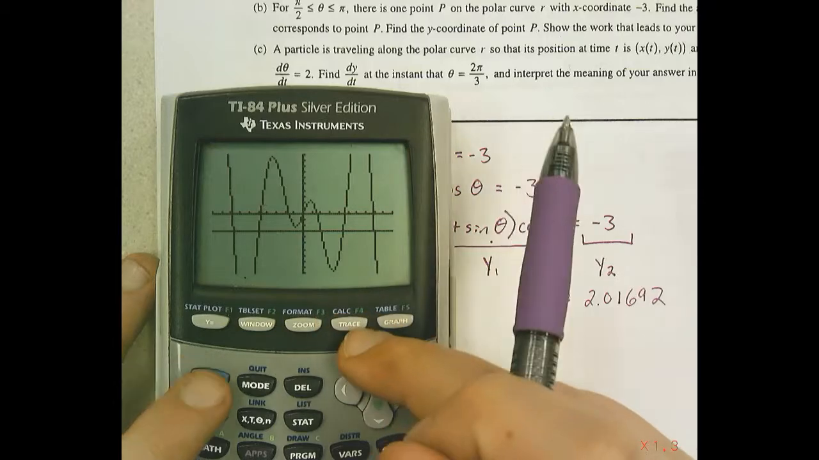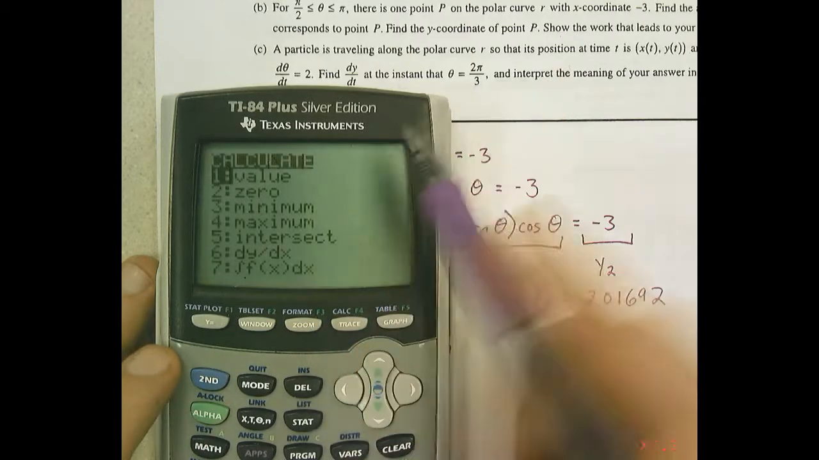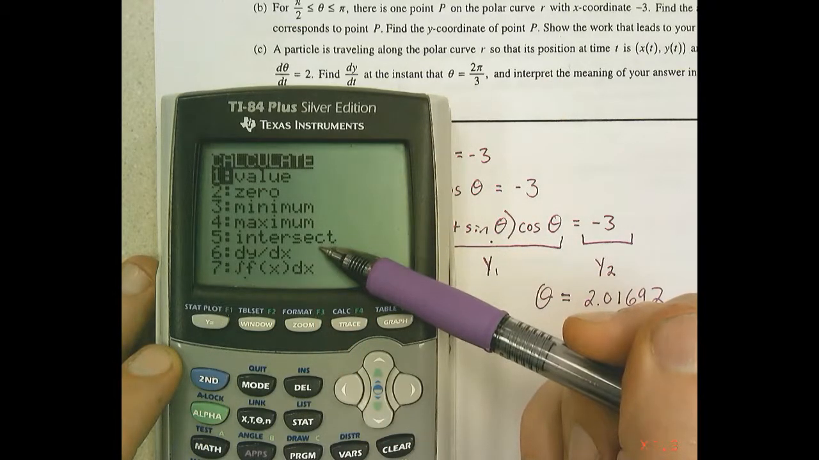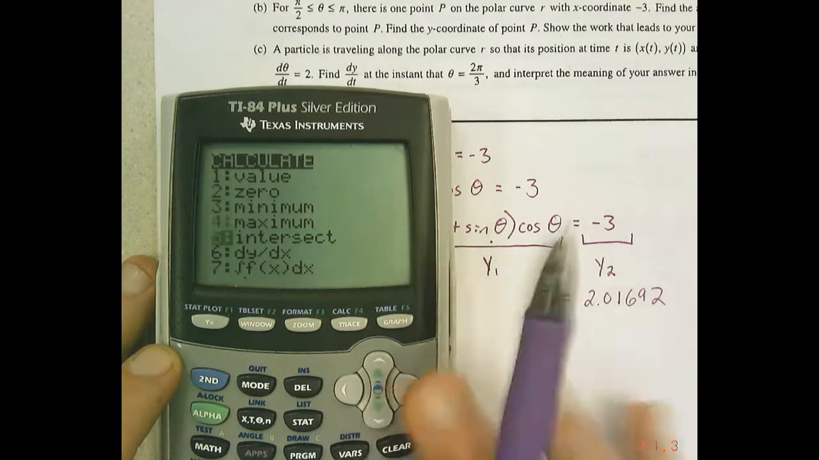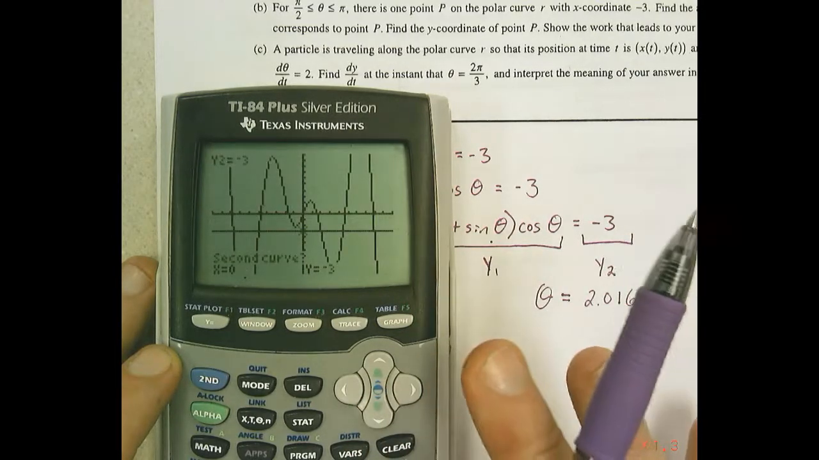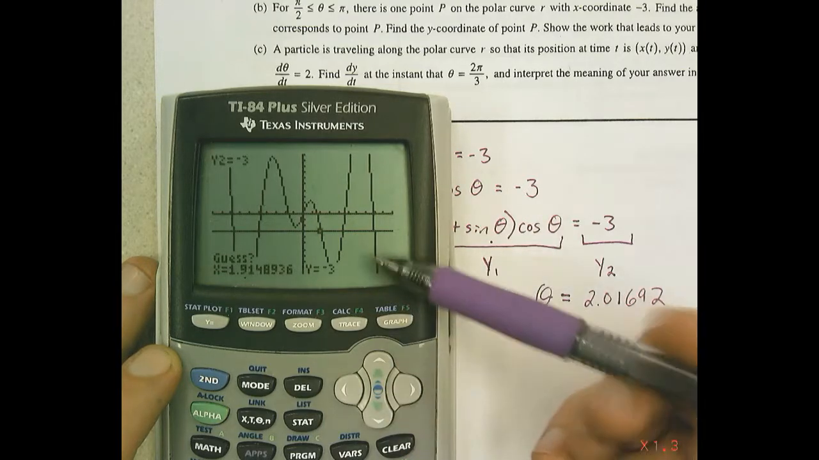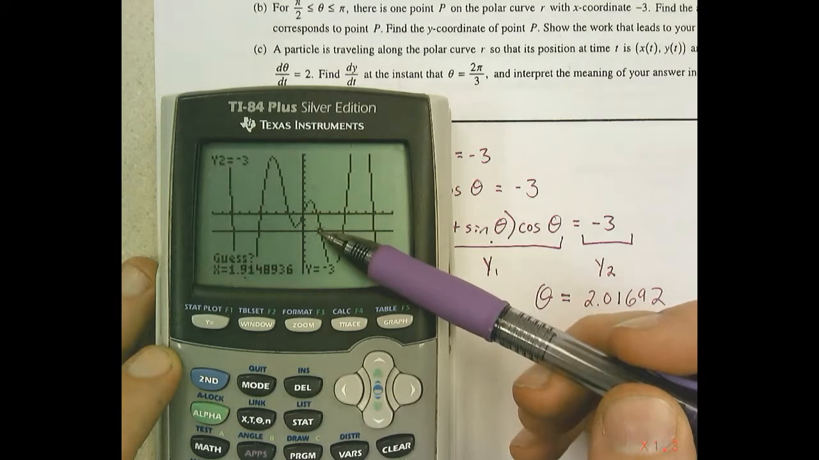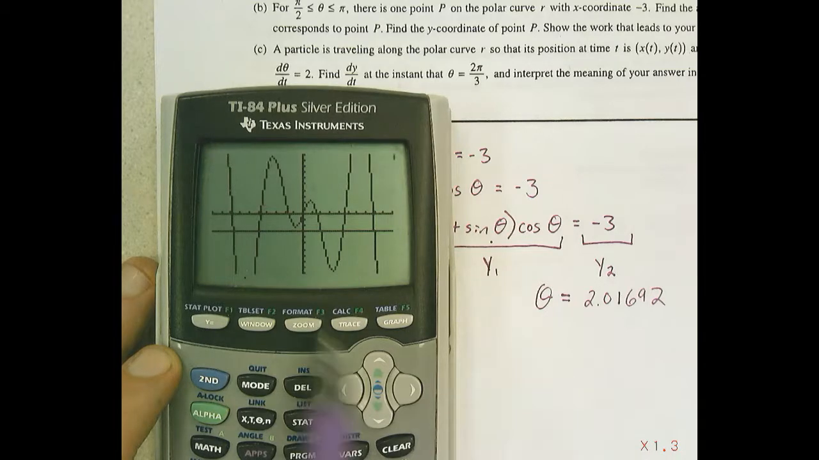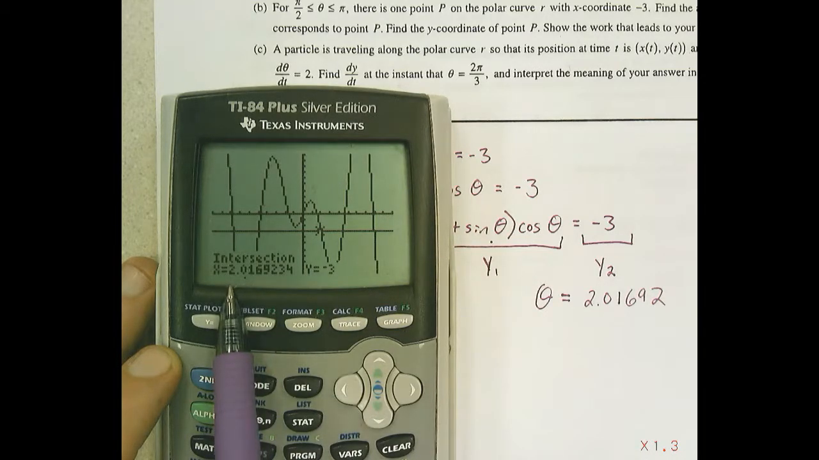So by pressing second trace, we are able to calculate intersections. So we're going to calculate the intersect, press enter on the first curve, enter on the second curve, move your cursor to the desired location, and at x, or theta, at x equals 2.0169, we have the intersection.